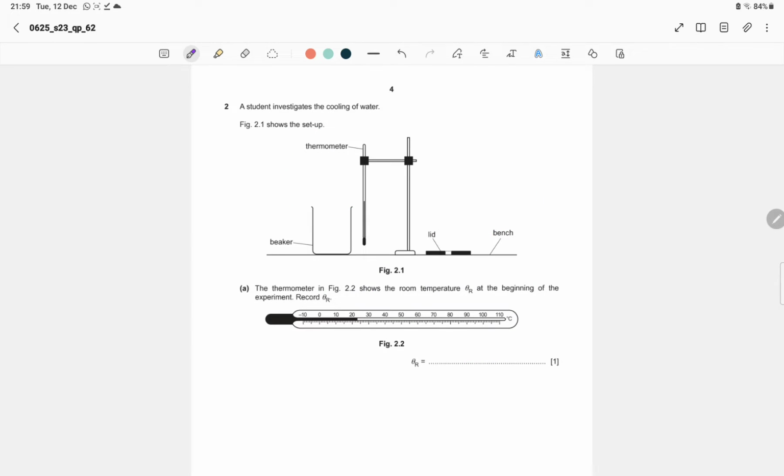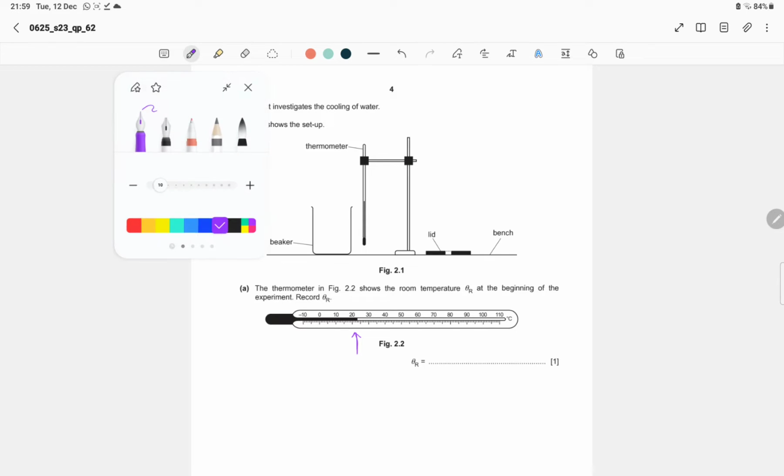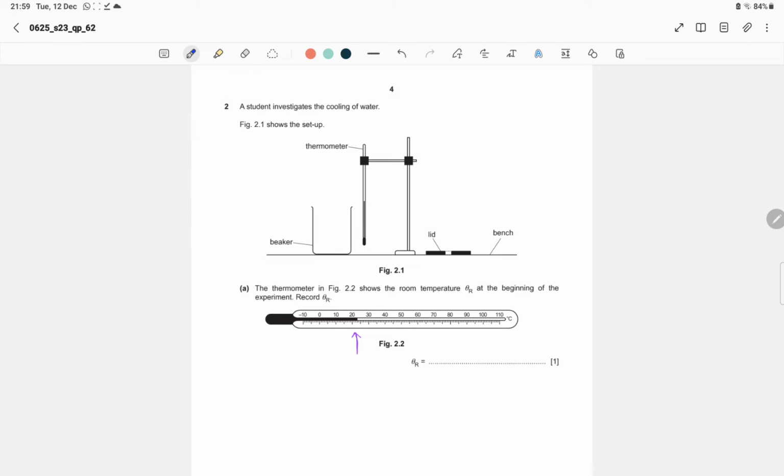In the next question, a student investigates the cooling of water. Figure 2.1 shows the setup, and the thermometer in figure 2.2 shows the room temperature theta r at the beginning of the experiment. Record theta r. If you do this, you can see the value of temperature over here. It's going to be 23, and don't forget the units. This is going to be degrees Celsius.